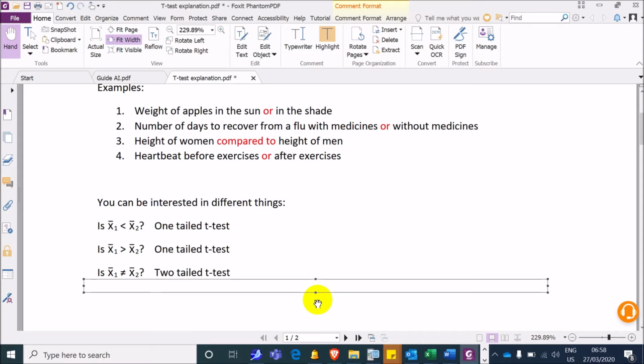So for number 1 and 3, I would do a two-tailed test. For number 2, I would be looking at, hey, the first example, the mean of with medicines is less than without. And for number 4, I would look at the mean after exercise is more than the mean before. I hope you're still with me.